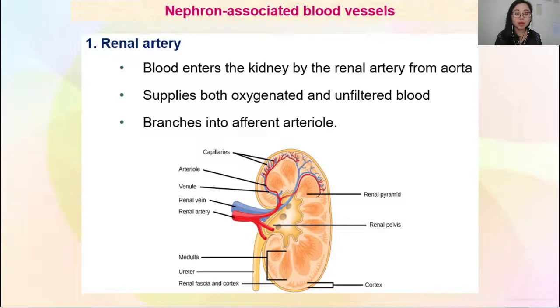Darah yang masuk banyak oksigen dan banyak kotoran. Masa tulis esei jangan tulis kotor. Cuba untuk ingat dan tulis unfiltered. And then when it enters, this artery will branch into afferent arteriole. So dia masuk besar, dia bawa darah yang penuh dengan oksigen dan bahan yang perlu difilter, dan dia akan masuk kepada setiap arteriole yang kecil.